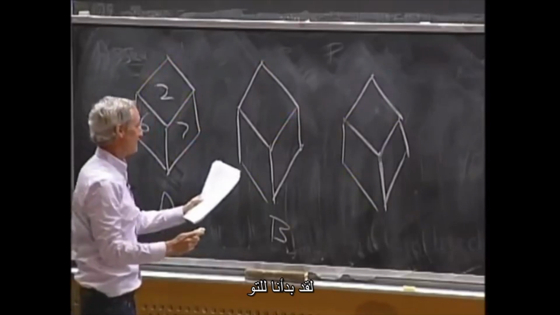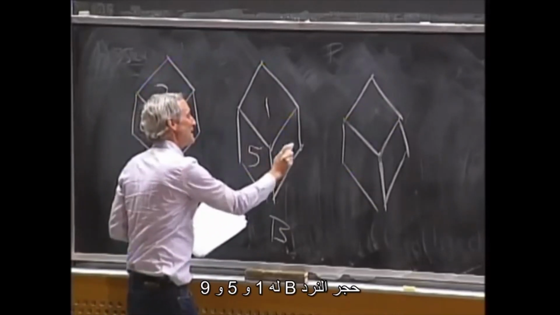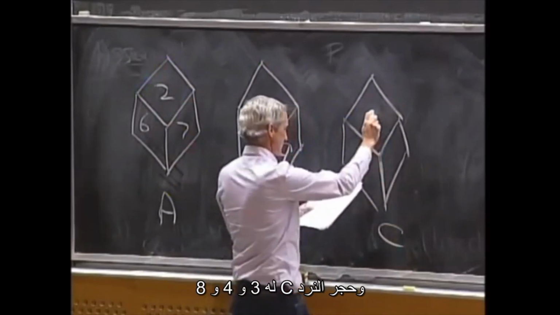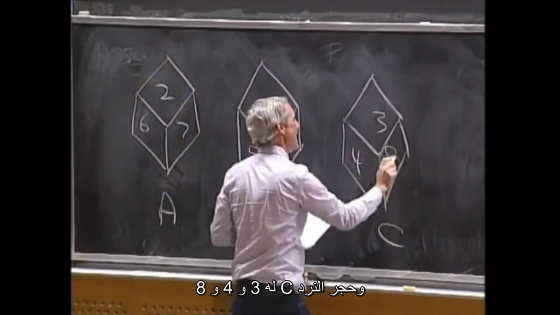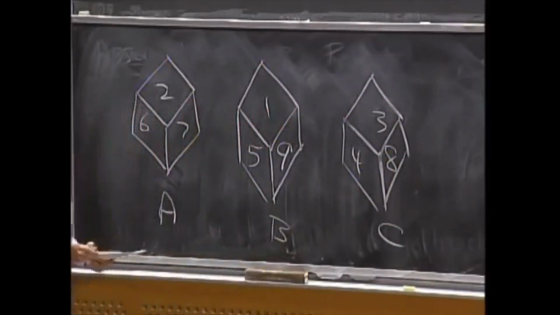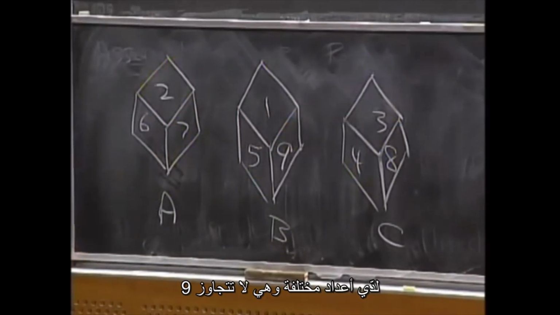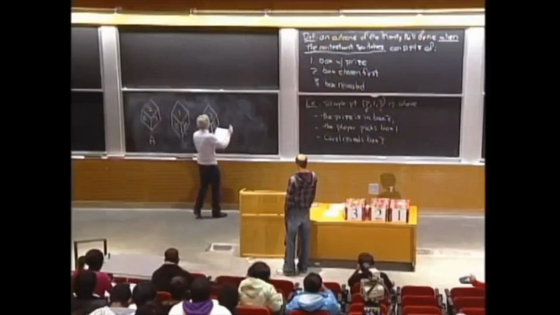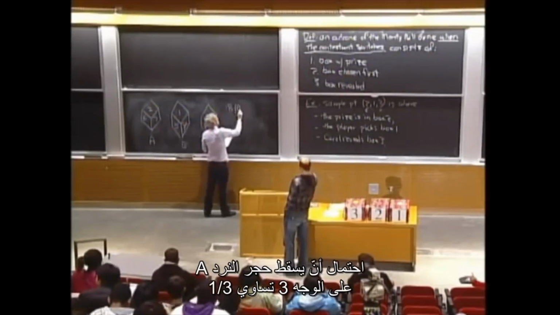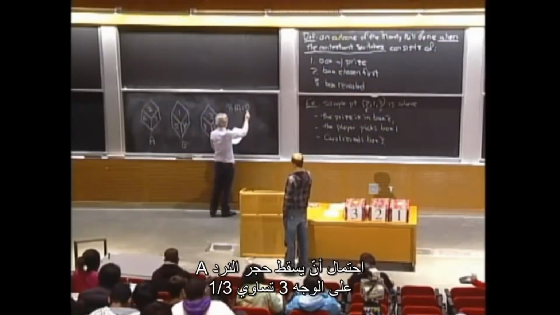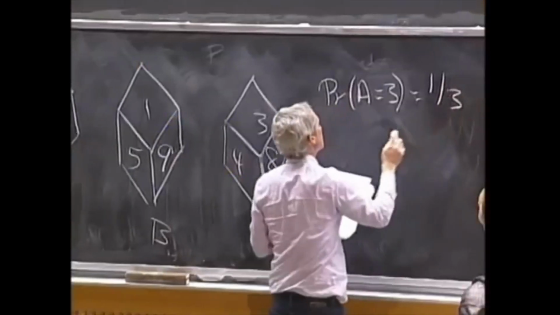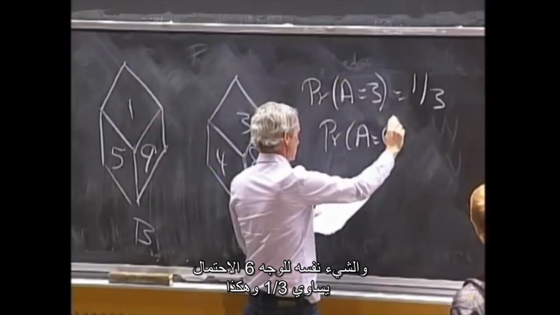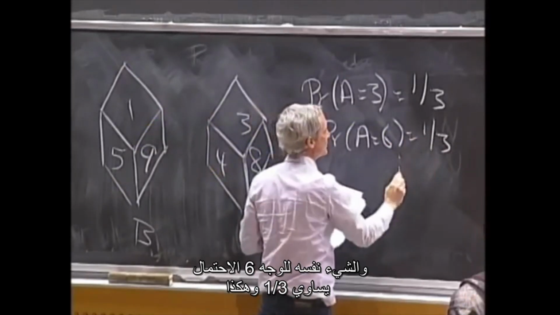We're just getting started. All right, dice B has a 1, 5, and a 9, and dice C has a 3, 4, and an 8. So they're all different numbers, the numbers from 1 to 9. Just so we're really clear, the probability that A comes up 2 is a 3rd. The same for the probability A comes up 6 is a 3rd, and so on.